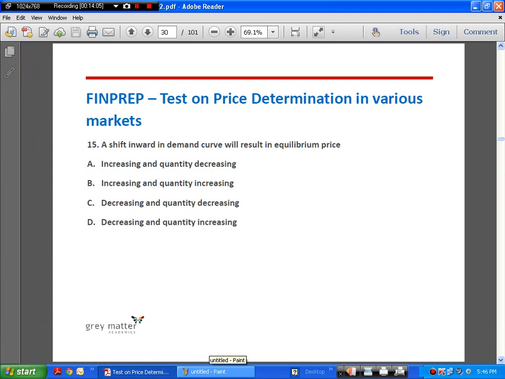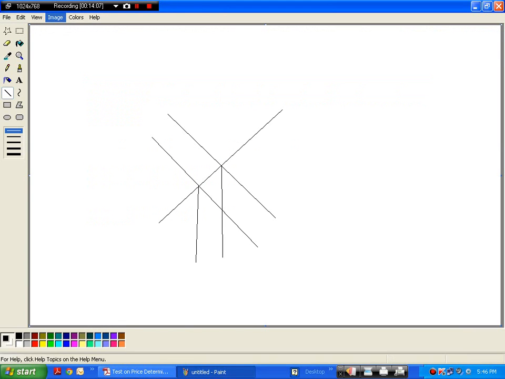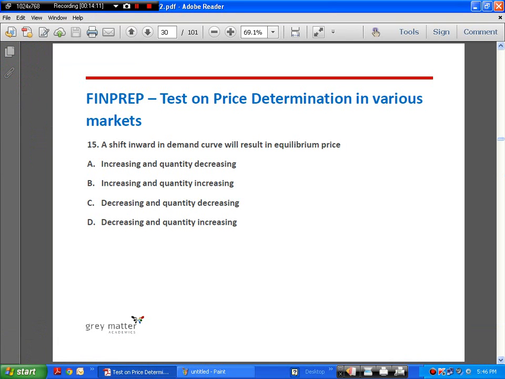So looking into the right answer, the right answer is option C, the price is decreasing, quantity is also decreasing.